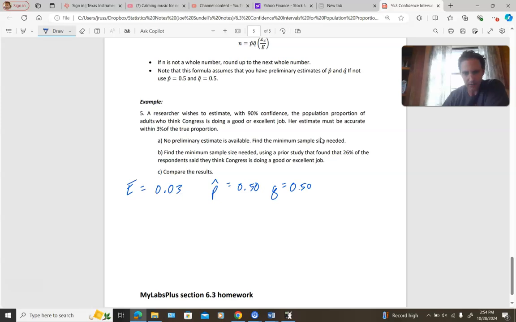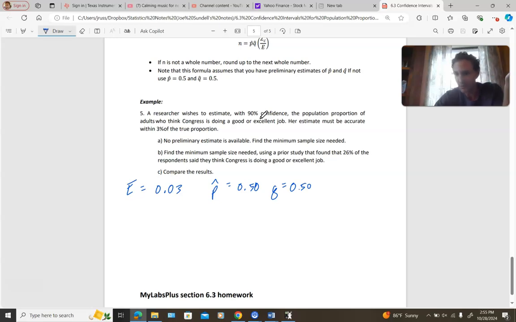And guys, I don't know if you listen to the news, but this estimate is actually given. I hear this a lot because I listen to NPR whenever I'm driving, and they'll talk about a percentage of the U.S. populace that thinks that Congress is doing a good or excellent job, and not surprisingly, it's a very low percentage.